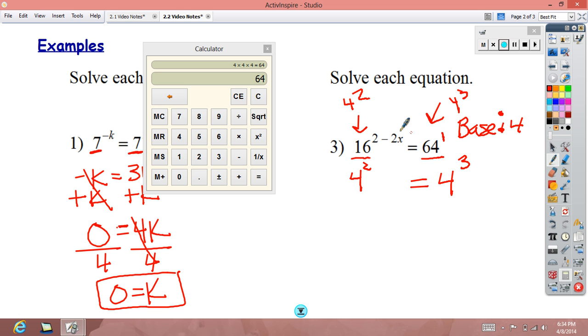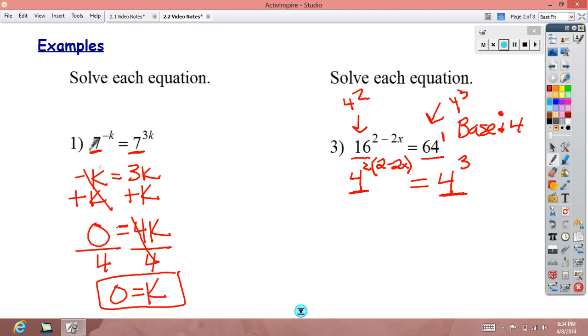But this 2 minus 2x is already in the exponent, and so this 2 here multiplies by the exponent that was already there. 16 changes into 4 squared so that I have the same base. Now I have a base of 4 for both of these. This 2 multiplies by the one that's already there. And so now I have the same thing as this. The bases are the same, so I can make their exponents equal, and the bases sort of go away.